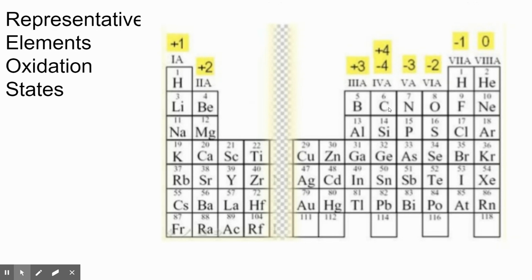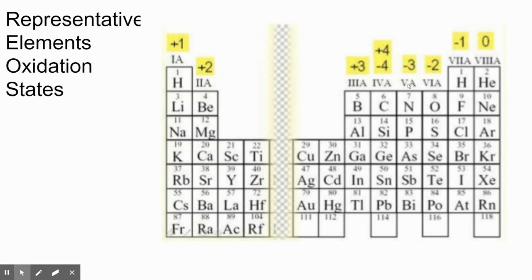The next group is 4A or 14. Again, they have 4 valence electrons, so they could either lose or gain. The metals will typically lose, and the metalloids will typically lose. Carbon won't really even form ions most of the time, but it can. And most of the time it'll form a -4 ion because it's a nonmetal.